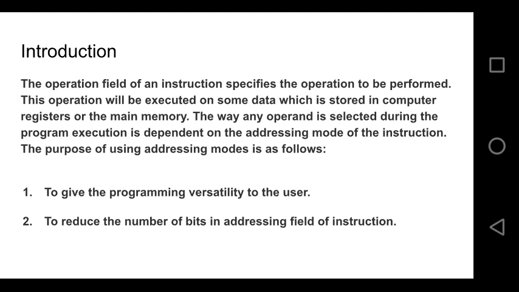Second is to reduce the number of bits in the addressing field of the instruction. By applying the addressing mode technique, the need for specifying the complete address of an operand gets reduced, or the number of bits required to specify the address of the operands may get reduced. So these are the two important needs for having addressing modes.